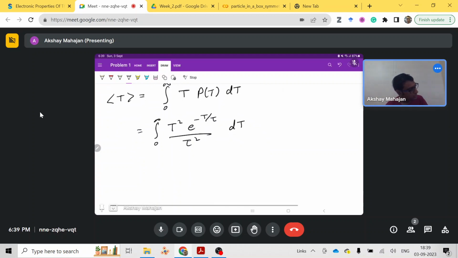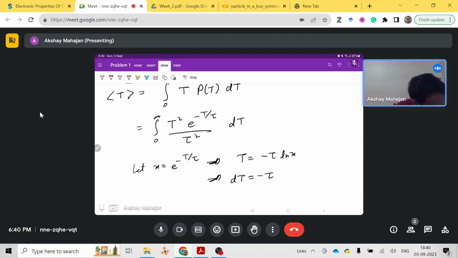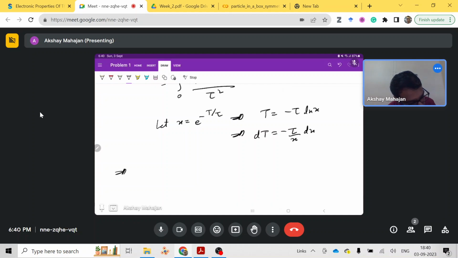Now here it will be the same technique as we have used. We have to take x equals e to the power minus t by tau. I will take the change of variables same. So let x equal e to the power minus t by tau, from where we will get t equals minus tau ln of x, and we get dt written as minus tau by x dx. Using this, if we do the integration, since we are running out of time, I'm just going to give you the final result.